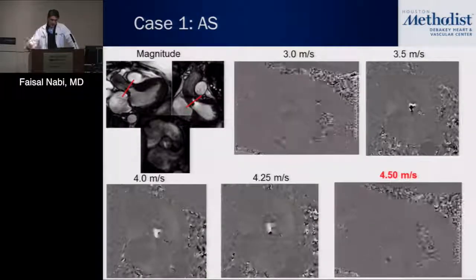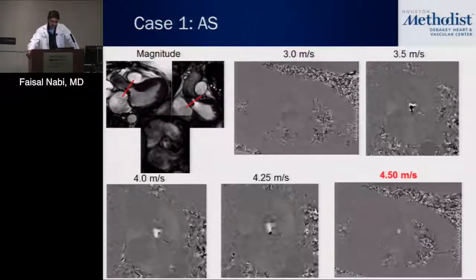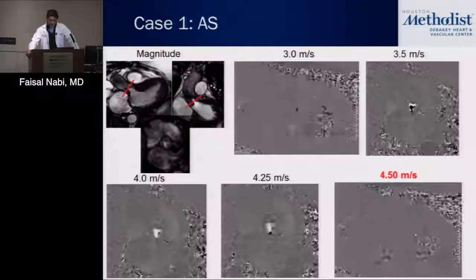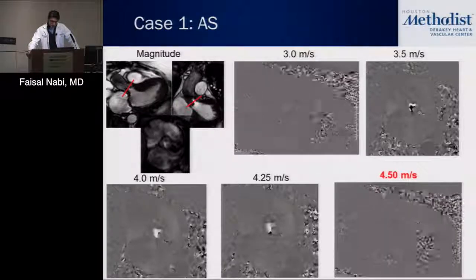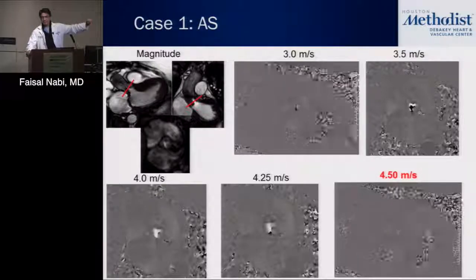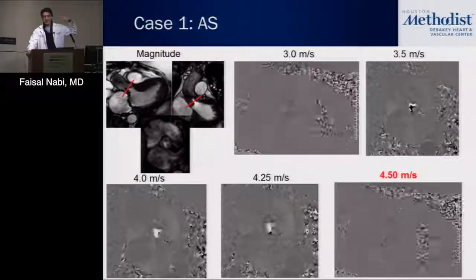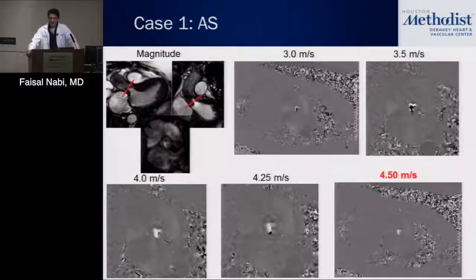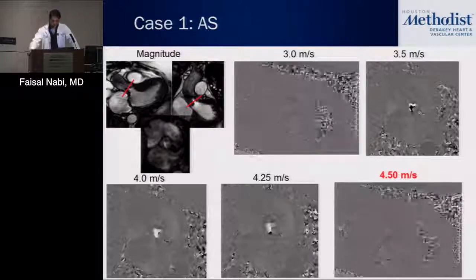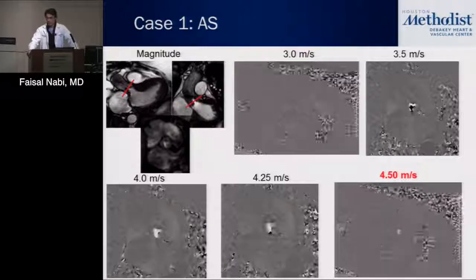When we then assessed peak velocities using phase contrast CMR, I hope y'all will appreciate that from three meters per second all the way to 4.25, you'll see some aliasing, the white signal with some black speckles in between where velocity is aliasing, instead of just being laminar white. It's just like in echo, where if it's red, it starts aliasing to the opposite color spectrum. But at 4.5 meters per second, you can see it's a nice laminar white flow.